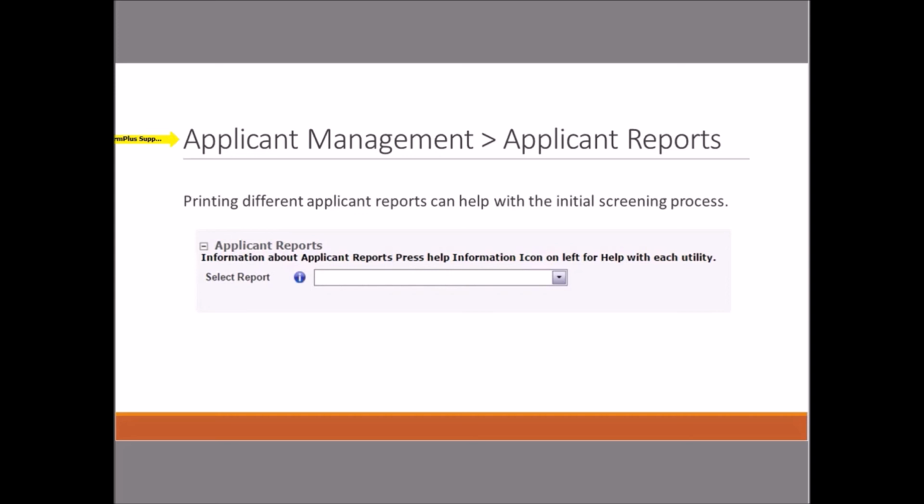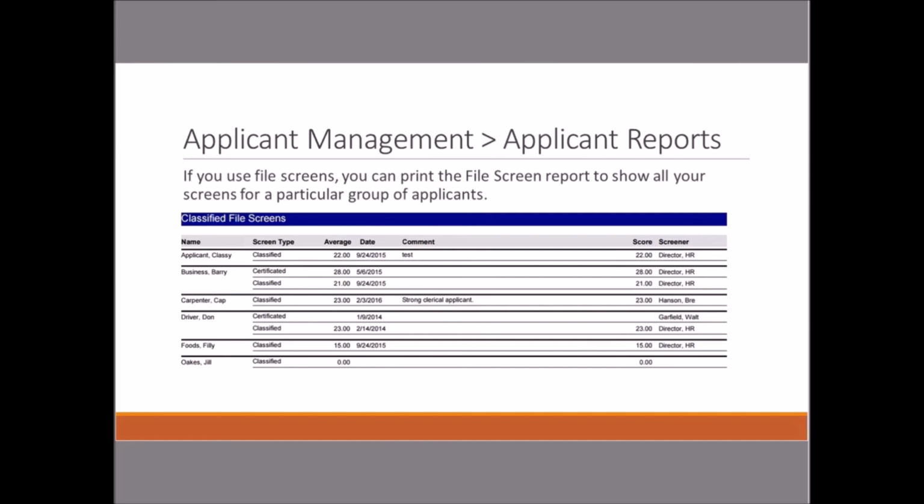So you're going to want to go to Applicant Management, Applicant Reports to pull different screening reports. There are a couple of stock reports on everybody's sites, but a lot of people are moving towards the more customized reports. If you're a district that uses file screens, there is a report called File Screen, and you can pick your job and your screens, and it's going to show you right away all the screens for the applicants, any scores, and who screened them. So that's one way you could see where your applicants fall in the scheme of things. And all of these reports could be customized if you wanted.